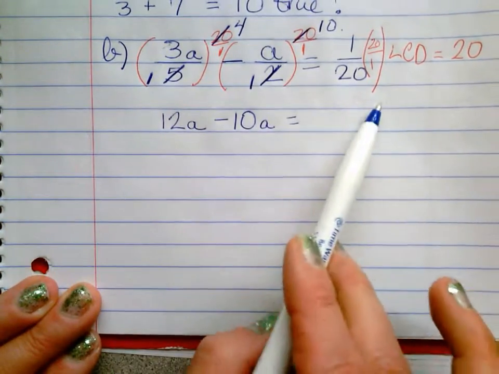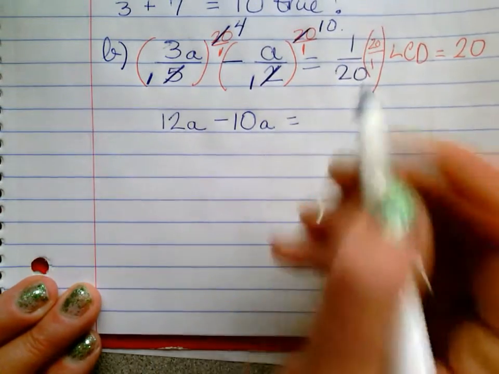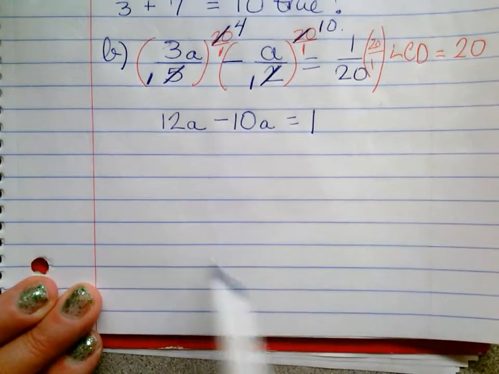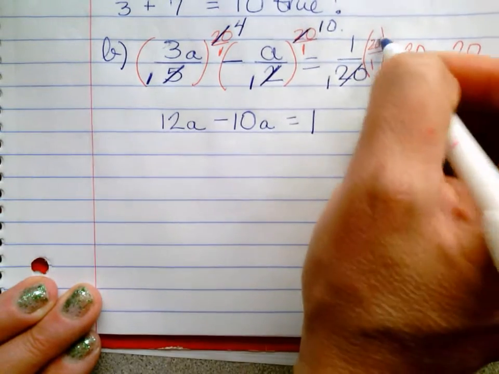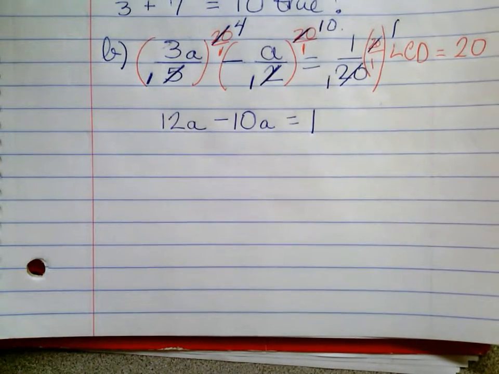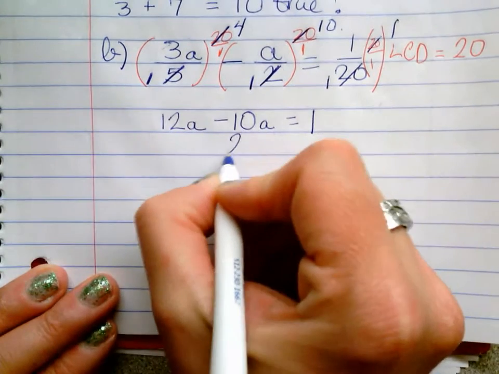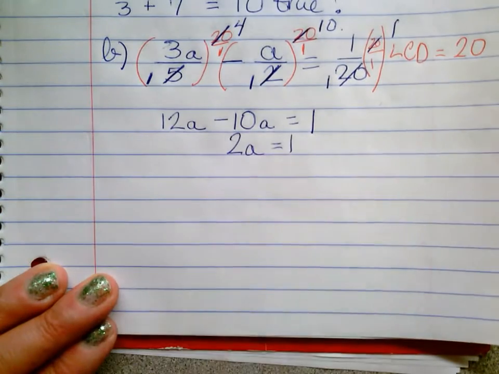How do you like this? A thing multiplied by its reciprocal is 1, right? If you didn't recognize that, cross cancel your 20s, and in any case, you'll still come up with a 1. Okay? So 2a is 1, right? 12a minus 10a. What will a be?